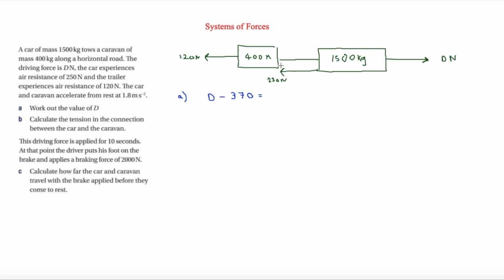The mass here, again we're adding up the masses to get 1,900, and the acceleration of the system is 1.8, so that'd be times by 1.8. Therefore D is going to be equal to 370 plus 1,900 times 1.8. That's equal to 3,790 newtons.